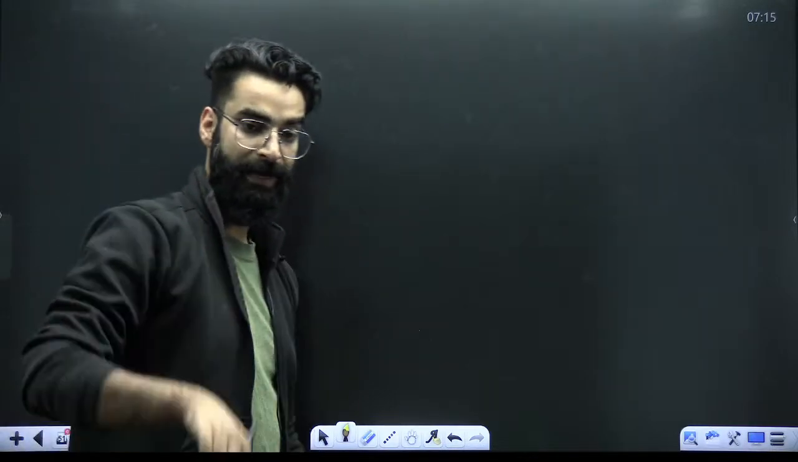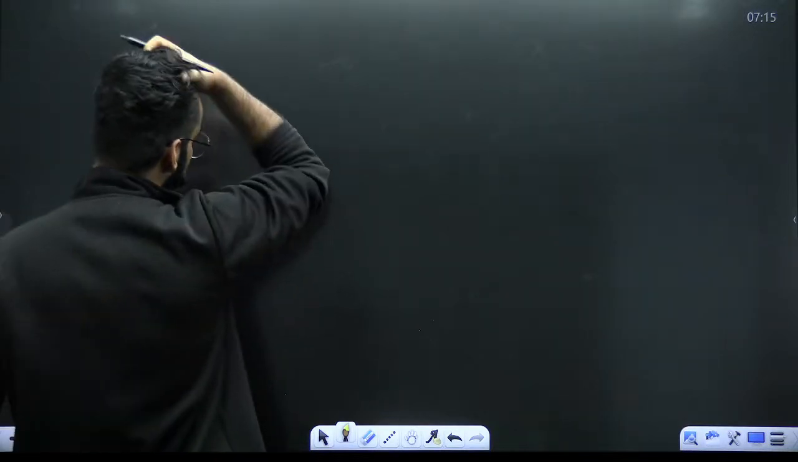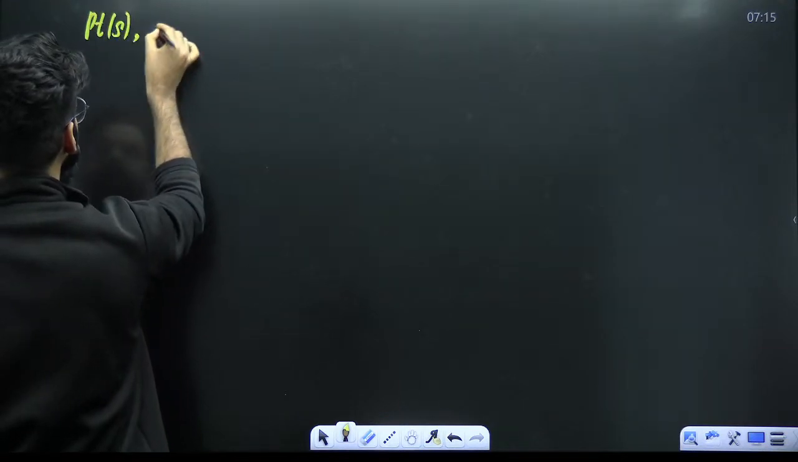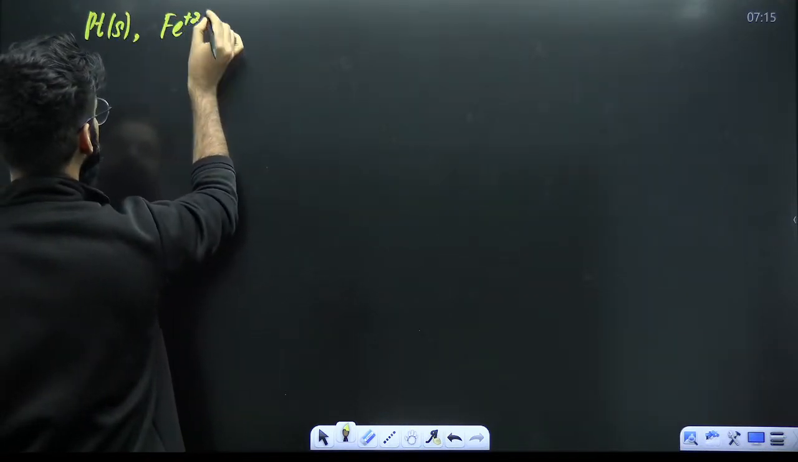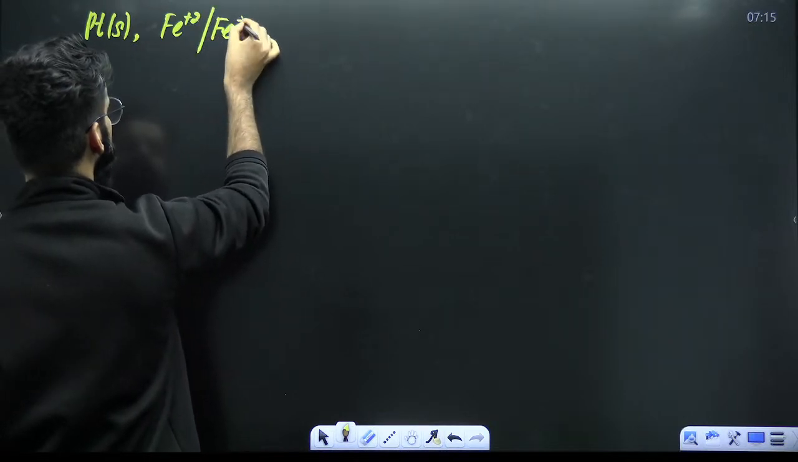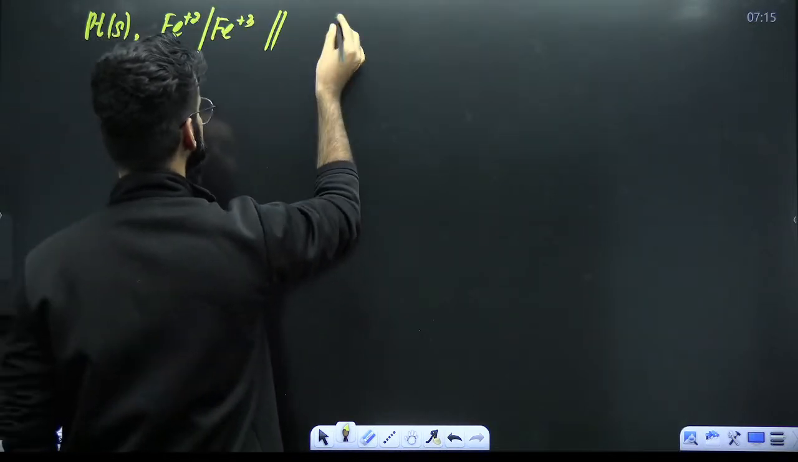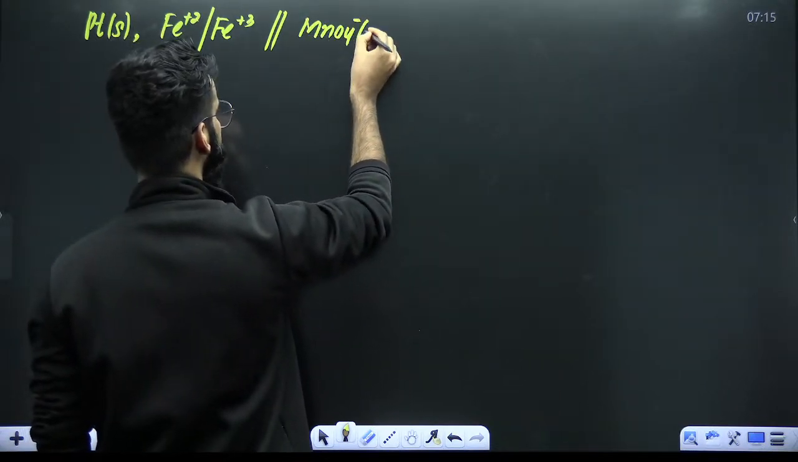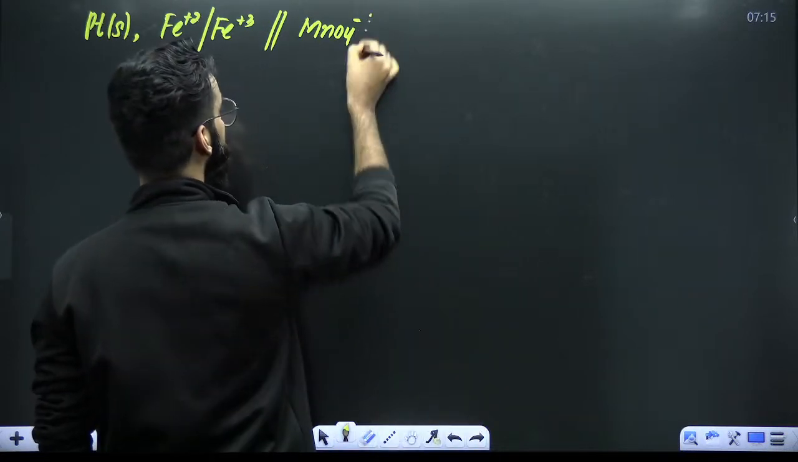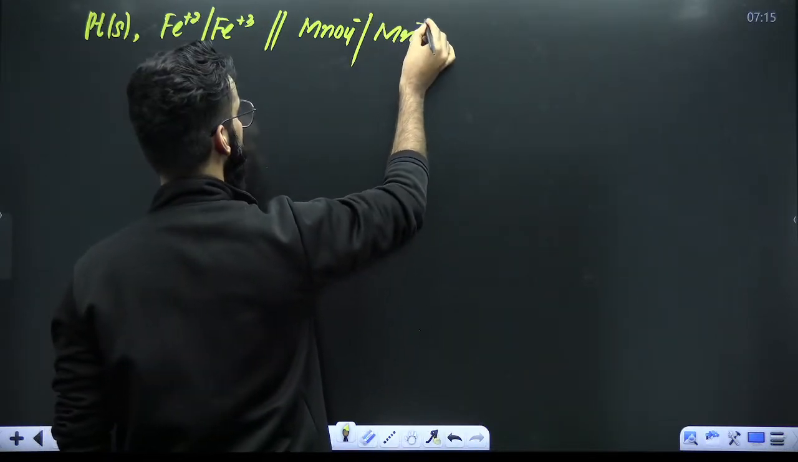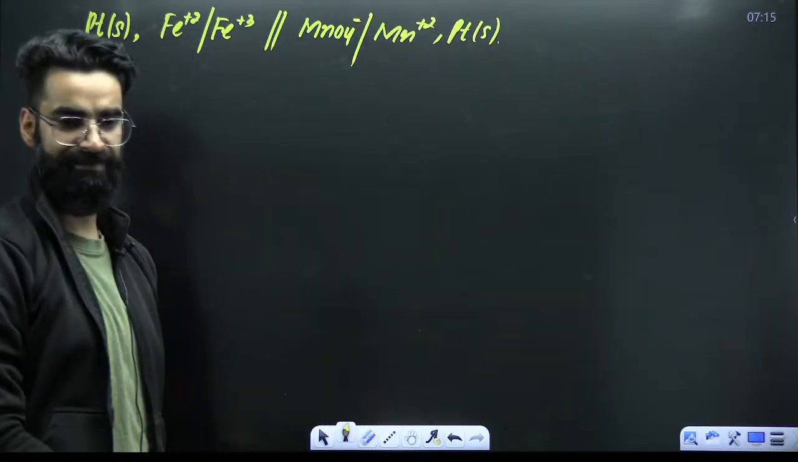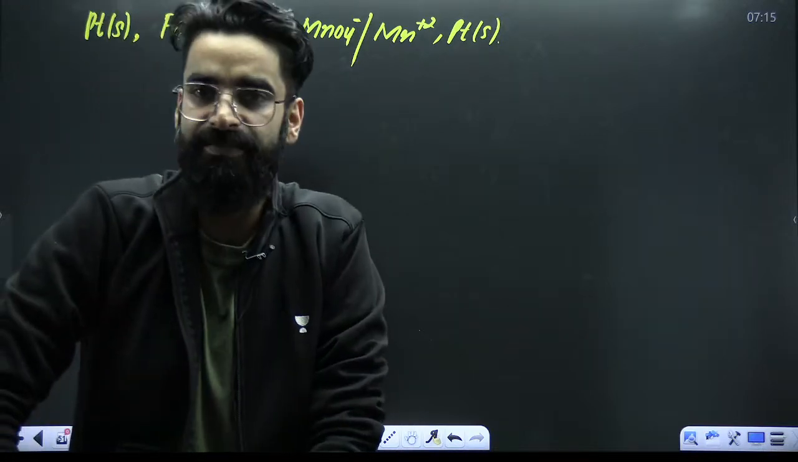Okay. One example in which you might do a mistake. For example, I'm writing like this. I'm representing a cell like this. Platinum solid. This is Fe di positive getting converted into Fe tri positive. This is salt bridge, for example. And this is MnO4 negative getting converted into Mn di positive. This is one more platinum solid. Let's assume this is a cell which is given to me.